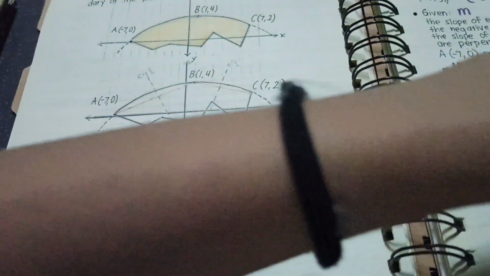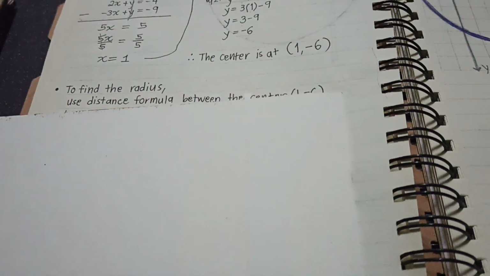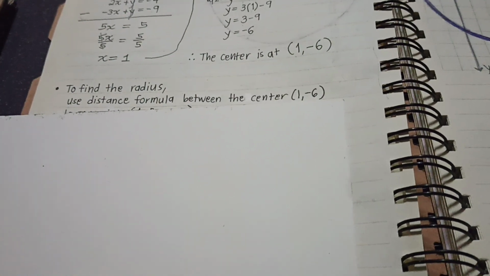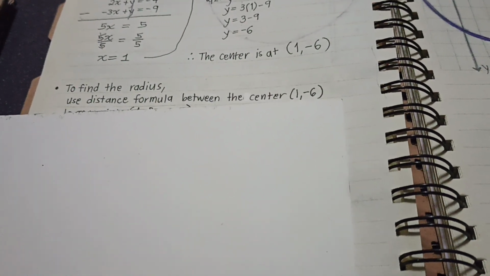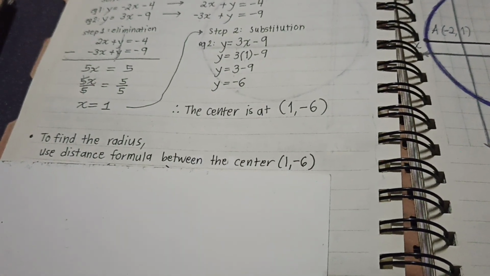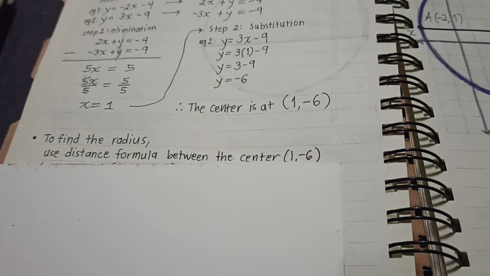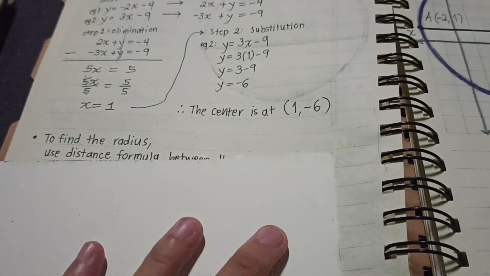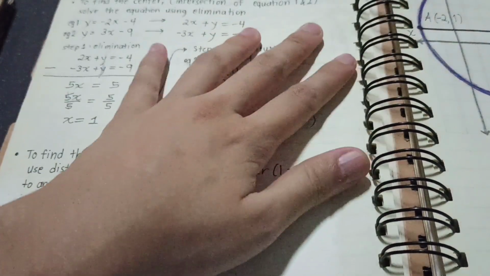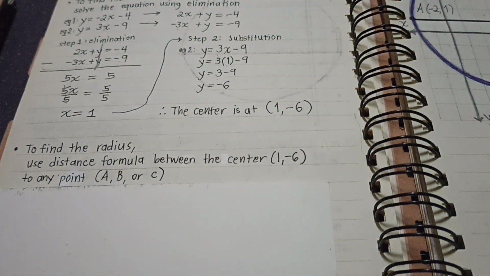Alright, so next, to find the radius. Why do we need the radius? Because in the problem, you are asked to find the standard equation of the circle. To do that, you must have the center and radius. So here, I'm going to use a distance formula between the center (1, negative 6) and any point A, B, or C, if you recall the picture.